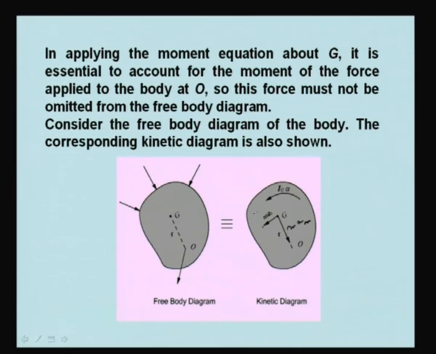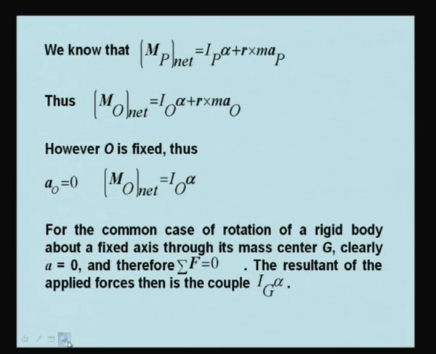From the free body diagram one can easily obtain the kinetic diagram by applying Newton's law. You see the resultant force passing through G. You have to transform these forces into a resultant force passing through G, and then you can find out mass into acceleration. The mass into acceleration vector will be in the same direction as the resultant force passing through G, and then you can find out the I_G into alpha, because if you can find the moment of all the forces about G, then you can get this thing.